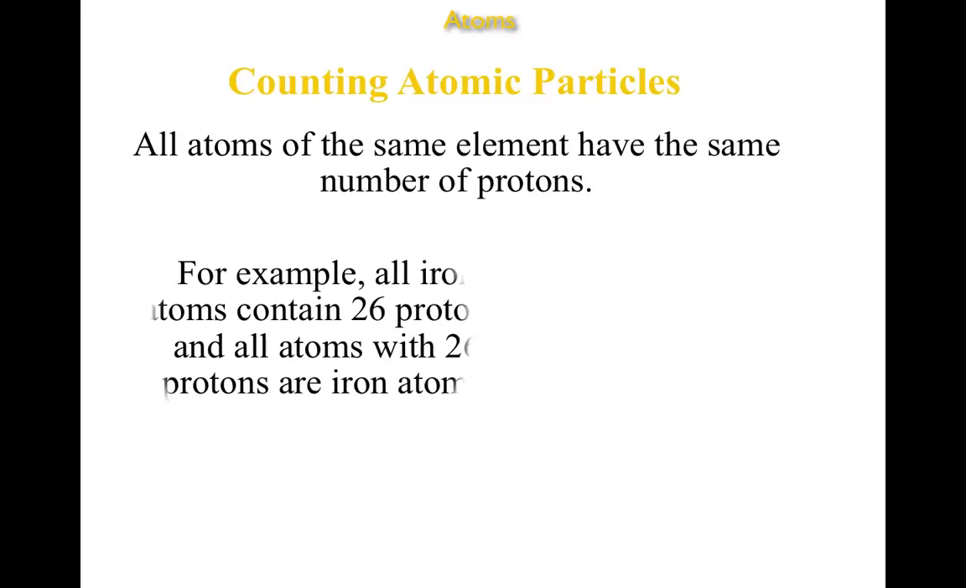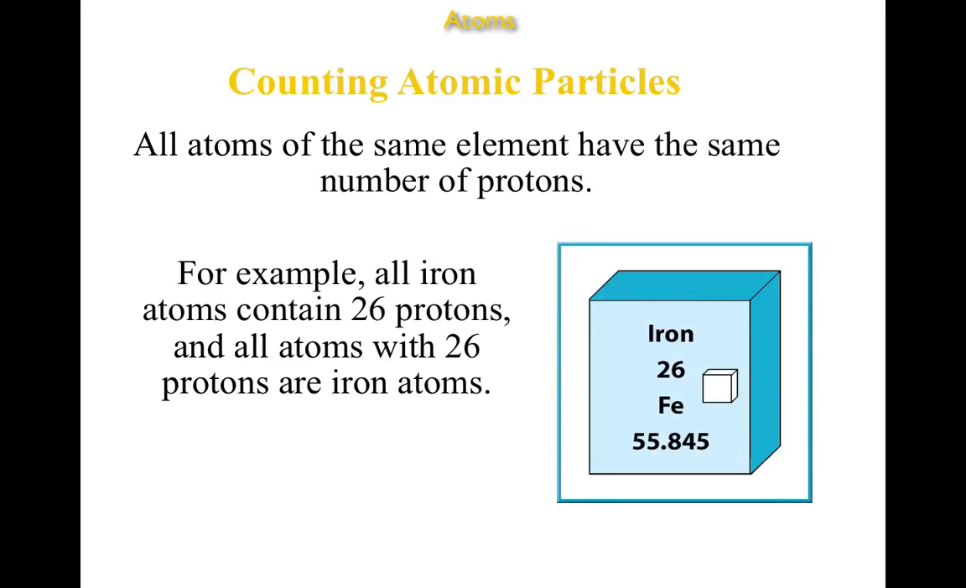So that means that the center of the atom must have a plus charge to it. So, all atoms of the same element must have the same number of protons. So, for example, all iron atoms have 26 protons. That means that there are 26 protons in every single atom of iron that's found.